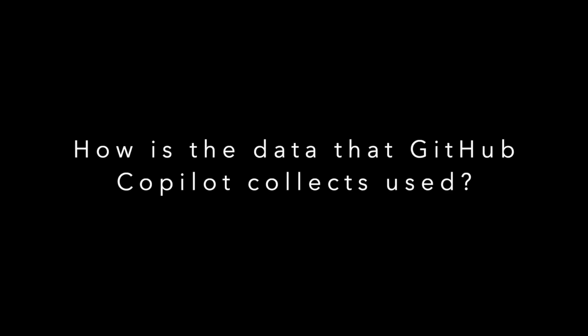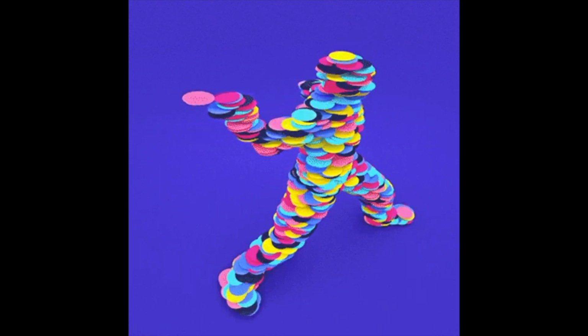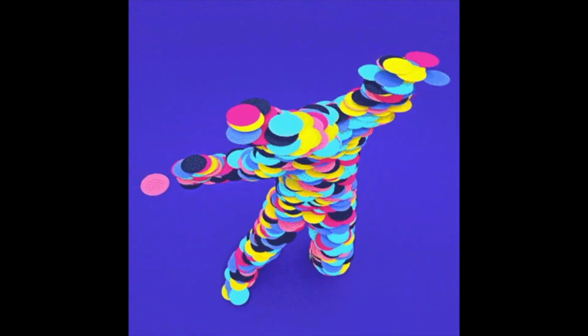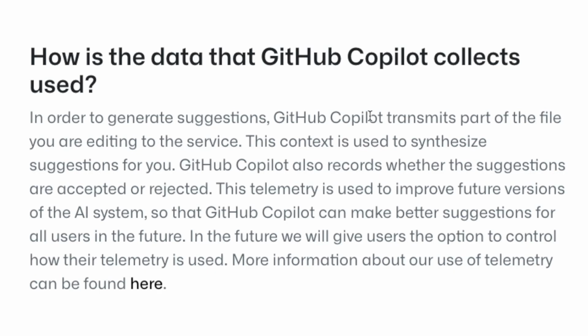You might also have some questions about telemetry, which is basically the automatic recording and transmission of data from remote sources to an IT system for monitoring and analysis. As I mentioned before, in order to generate suggestions, Copilot actually transmits part of the file you're editing to the GitHub Copilot service, and it will also record whether the suggestions are accepted or rejected in order to improve future suggestions for all users. And the question then is whether the transmitted data is secure.